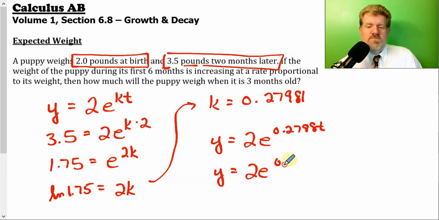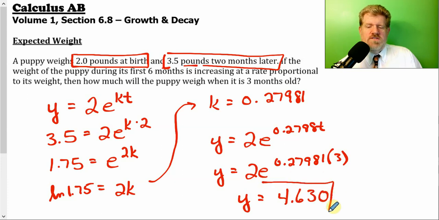Now, if I want to know how much that puppy weighs after 3 months, I just plug in 3 for t. So according to my calculations, the puppy would weigh about 4.630 pounds. So that would be the expected weight. If the puppy's a little heavier, maybe the puppy's eating too much. If it's a little lower, maybe a little bit malnourished. But that's how we can use exponential growth to figure out expected weight.